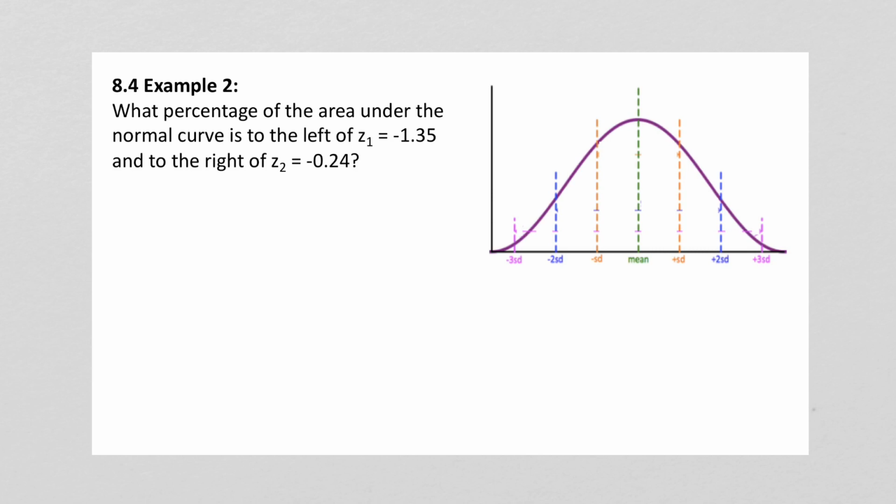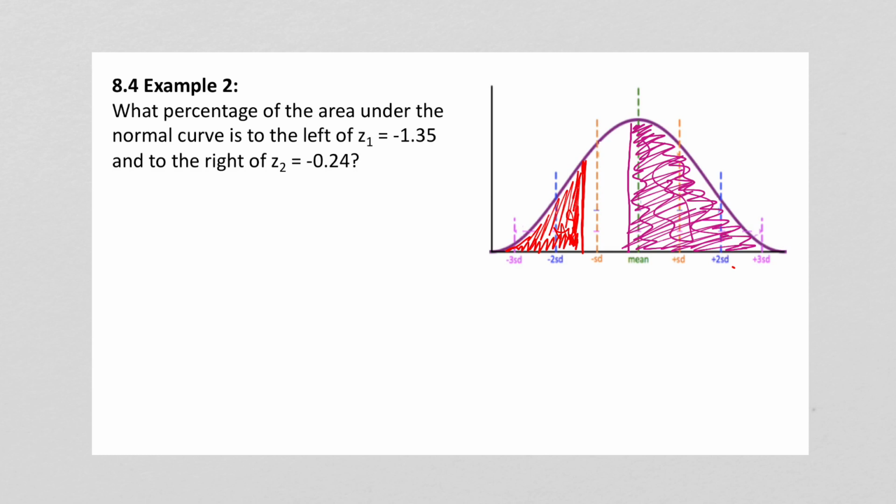Example 2 says, what percentage of the area under the normal curve is to the left of negative 1.35 and to the right of negative 0.24. So negative 1.35 would be about here, that many standard deviations below the mean, and we want the area to the left. Negative 0.24 would be maybe right here, and we want the area from there to the right. We've already got the z-scores, so we don't have to calculate those, but we're going to use those little formulas in Excel to find each of these.